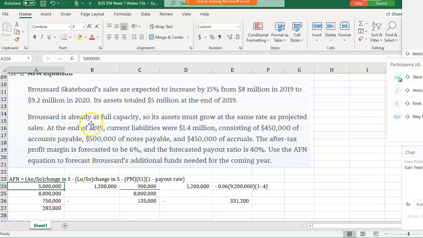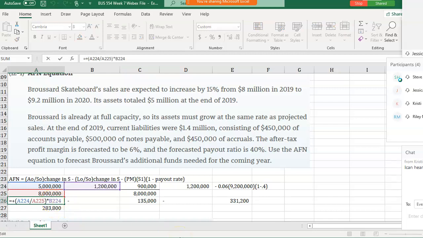And they said that my sales are also 8 million at times 0, which is 2019. My change in sales is 1.2 million, 8 million up to 9.2 million. So my sales go up by 1.2 million. And then I solve for that, I get that number right here, 750,000. So basically what I'm saying is I need to finance 750,000 worth of new equipment if I'm going to grow sales by 1.2 million.